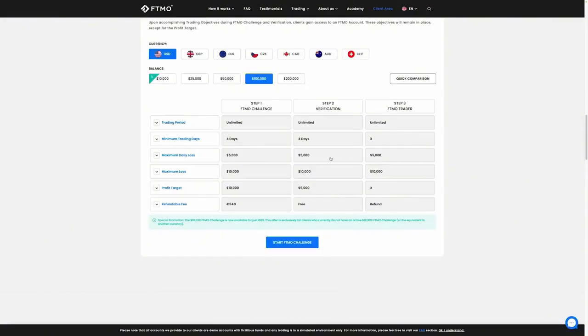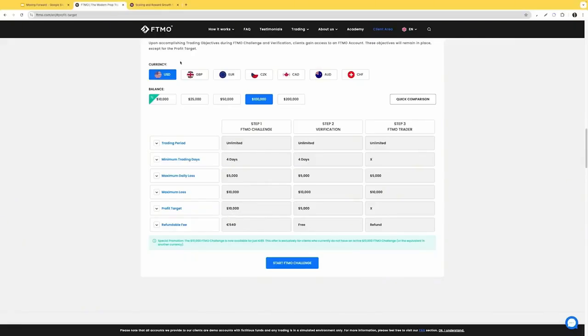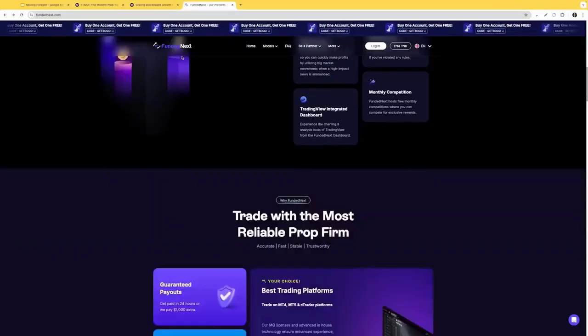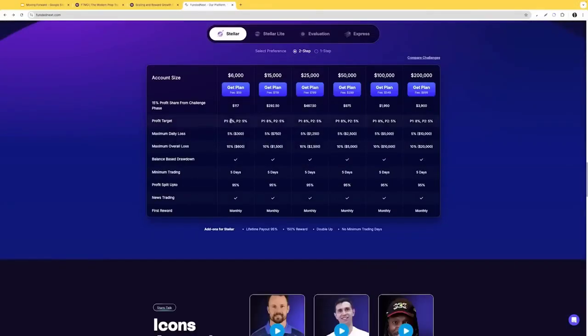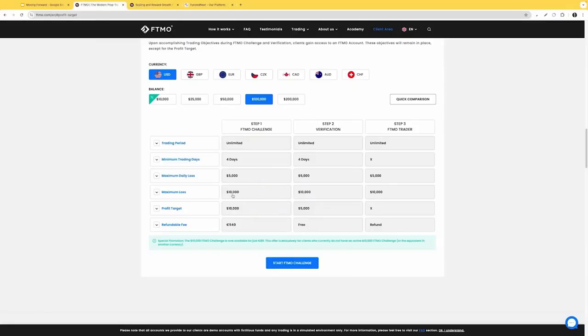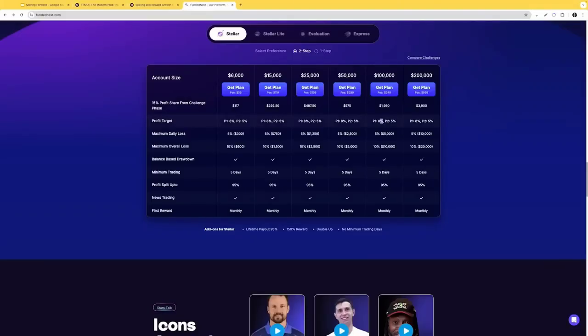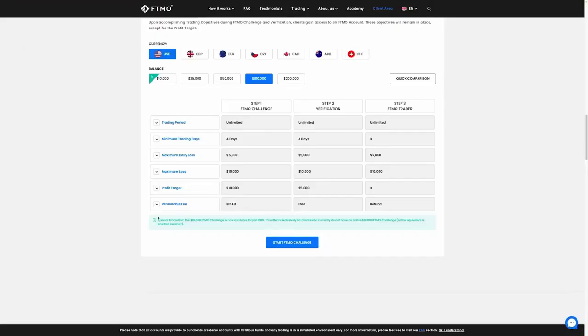Before I move on, I just want to point out that for the profit target, different prop firms have different profit targets. In this case, FTMO requires you to make 10%. But when you go on to FundedNext, another prop firm, and you scroll down, you can see that the profit target is 8%. FTMO requires you to make $10,000, while FundedNext requires you to make $8,000. And you can see the minimum trading days is also different. Once again, different prop firms have different rules. Take note of that.